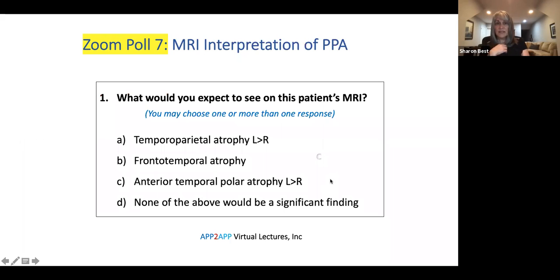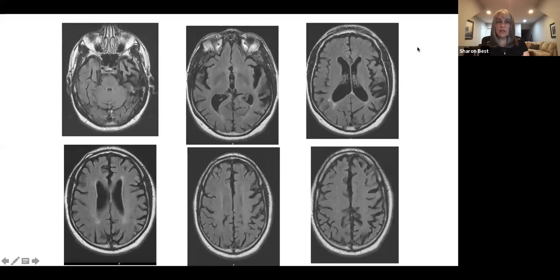So your question is, what would you expect to see on this patient's MRI? Temporal parietal atrophy, left greater than right, frontal temporal atrophy, anterior temporal polar atrophy, or none of the above would be a significant finding. You can choose one or more than one. So we would expect perhaps a frontal temporal, and we would expect an anterior temporal polar atrophy. This is probably going to show up first for semantic variant, and then we can notice probably some frontal as well. So here's this patient's MRI.